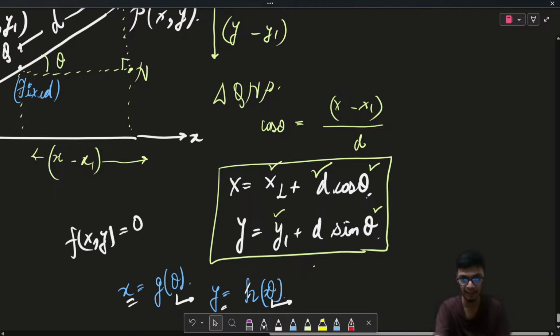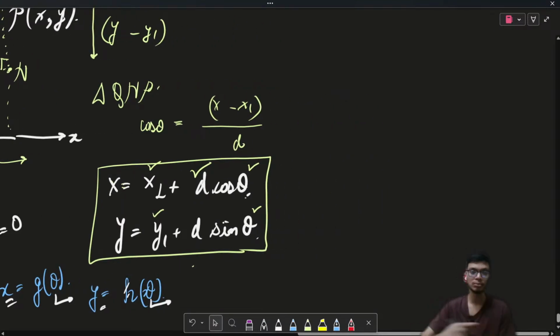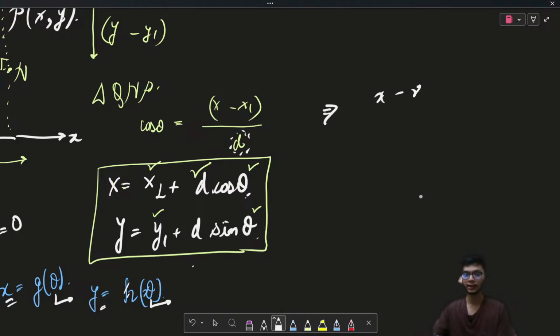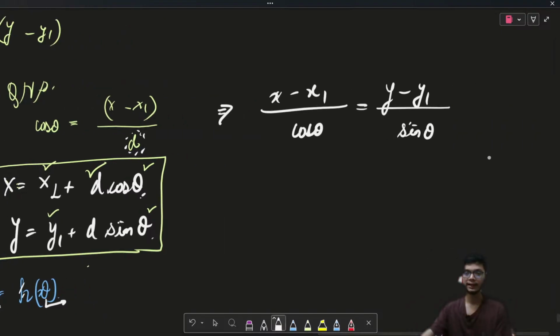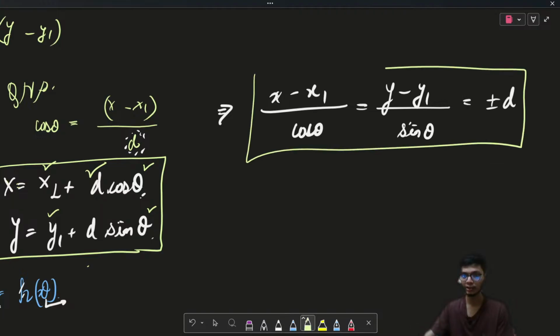So what I generally write is this particular thing as, since my d is a parameter, I write the equation as (x minus x1) upon cosine of theta is equal to (y minus y1) upon sine of theta, and that is equal to plus or minus some distance, that is d, right? So this is also called the parametric form of line equation, where d is the distance.